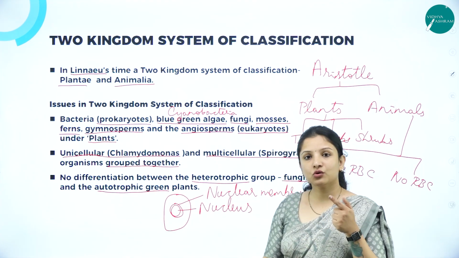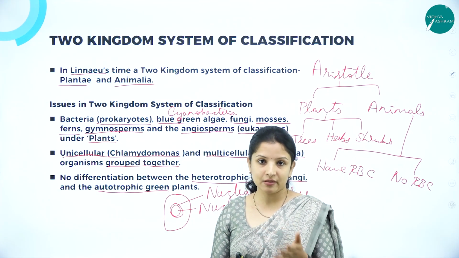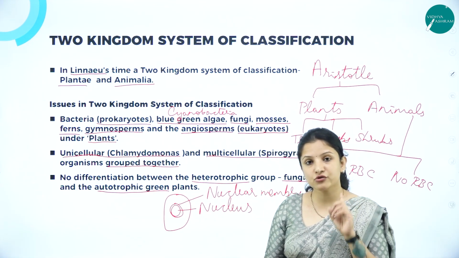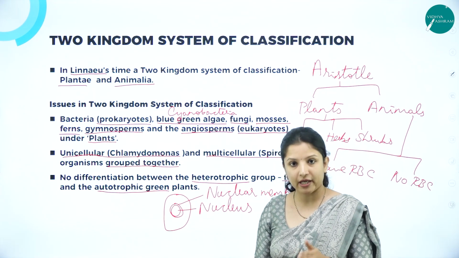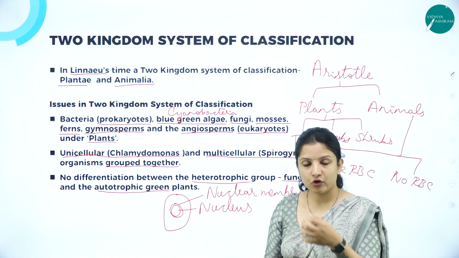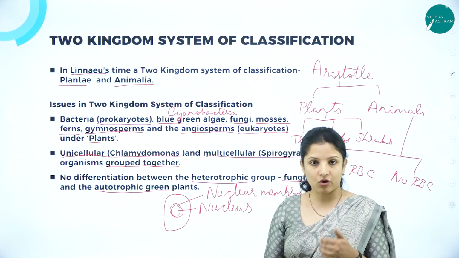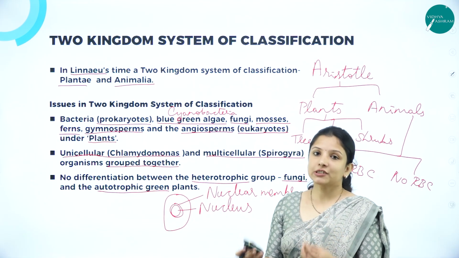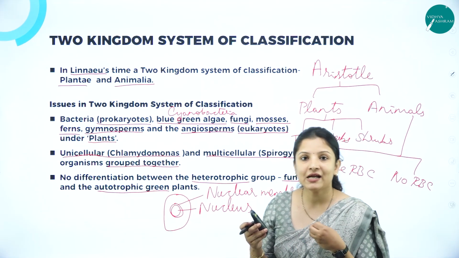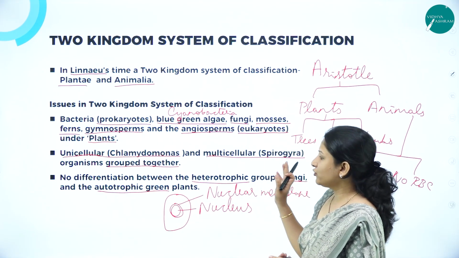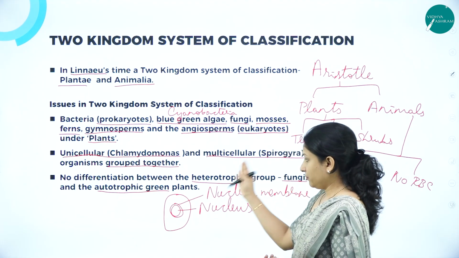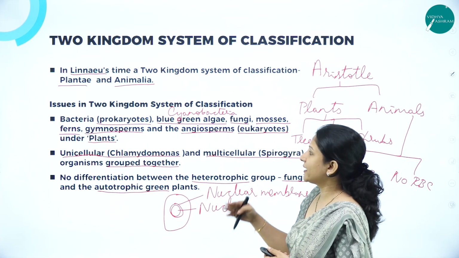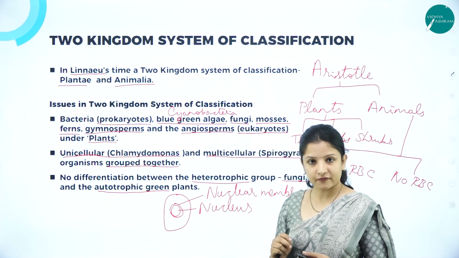Saprophytic means those which grow on dead and decaying organic matter. Obviously, mushroom, which comes under fungi, are saprophytes because they are usually found growing on dead and decaying organic matter, and they derive their food from that matter. So they are depending on dead and decaying organic matter for their food. Therefore, they are saprophytes. They are heterotrophic in nature. So therefore, you cannot put a mushroom under plants. So it was a drawback. So these were the drawbacks or issues in the two kingdom system of classification.